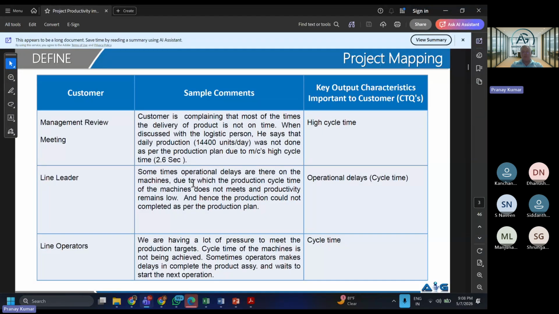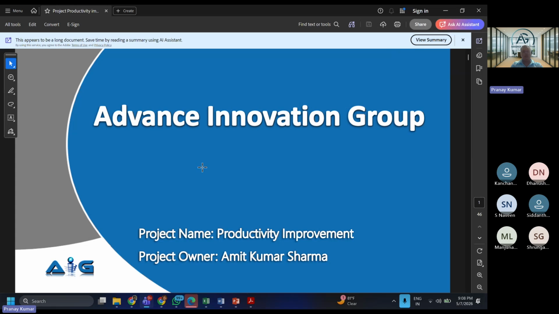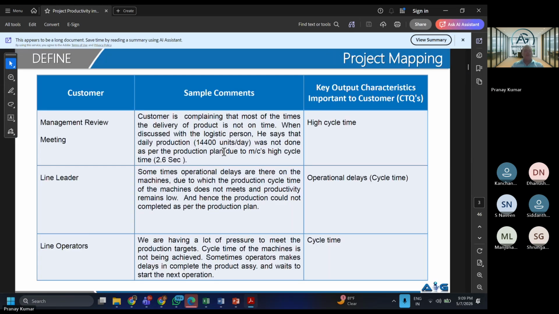So the project that they picked up was productivity improvement that you see on the screen. Whenever you are starting a project, it is imperative for you to collect the voice of your stakeholders. One feedback they have picked up is from a management review meeting, in which the overall comment given is about customers complaining about not being able to deliver products on time. That is the core area that the project is targeting.